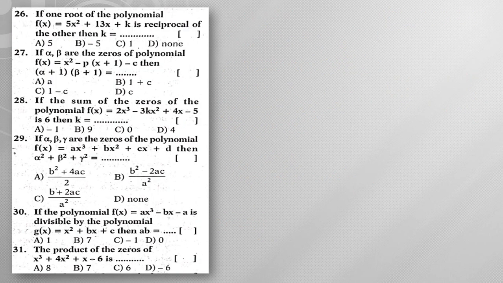If one root of the polynomial, so this is a quadratic polynomial, and already we have discussed this concept, right? Whenever one zero is the reciprocal of the other, the shortcut is that the x square coefficient should be equal to the constant. Just recall these things. What is the x square coefficient here? 5. So 5 is equal to the constant k. So clearly k is equal to 5. Hence the answer is done.